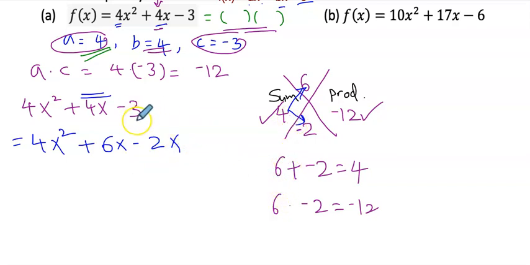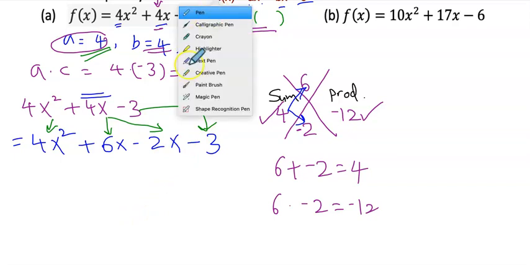And my last term is negative 3. In other words, we did not change the quadratic function. It is just the same 4x squared. You brought down the 4x squared. That plus 4x is just for our convenience. We changed 4x as 6x minus 2x. And the last term is minus 3 and minus 3. Everything is the same.